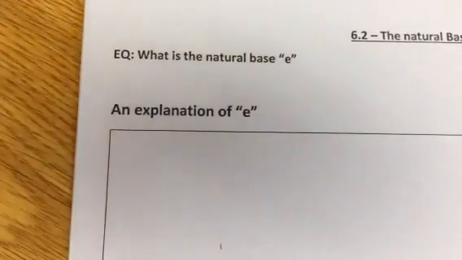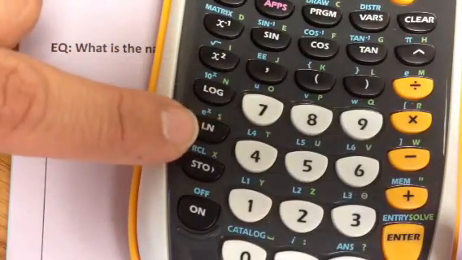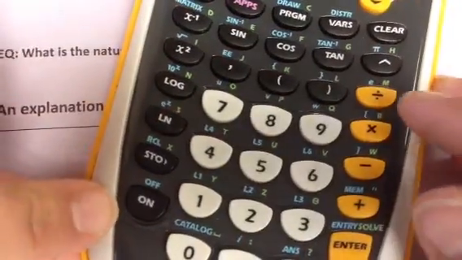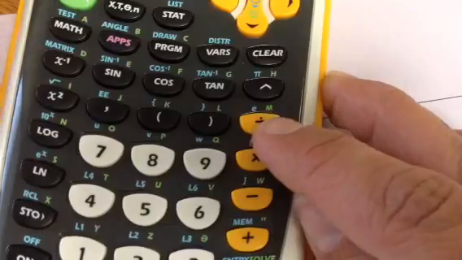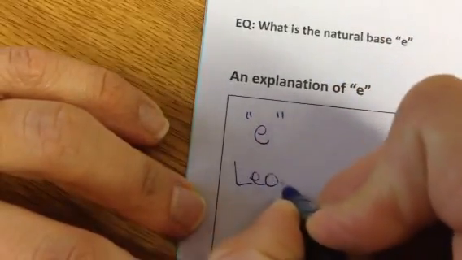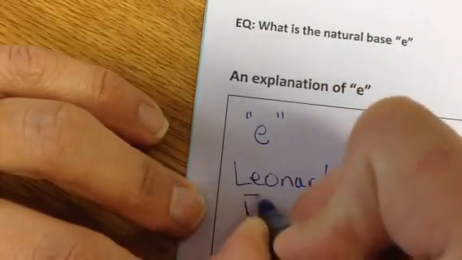So we're in 6.2 in your book, and there is this button on your calculator. It's in two spots. One is above the LN. This is the one we're going to use the most, and the other one is here above the division sign. So there's this number out there, and it's called E. And it was discovered by this guy named Leonhard Euler.